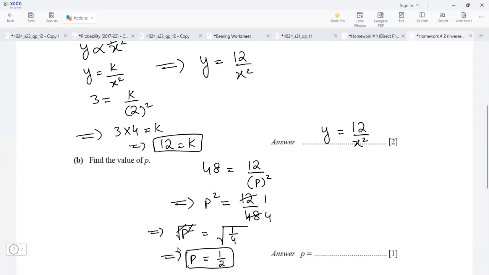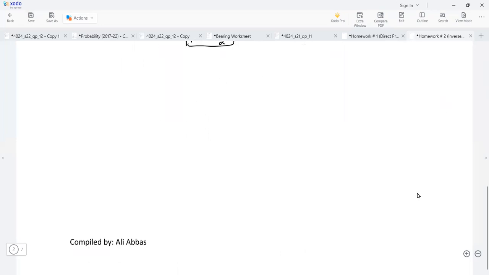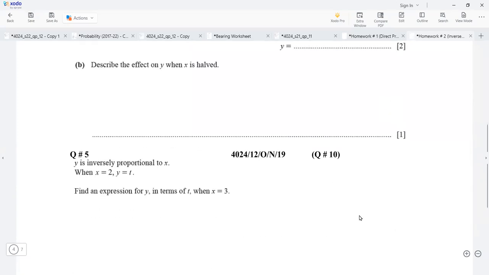So actually they have said we have to find one value. Find the value. Value means there is one value for p. Otherwise, sometimes if it is written find the values, in that case we have to apply a plus minus sign. So in this case, no need to apply. So this is the answer for p, which is 1 over 2. So going to solve some other different type of question, a more difficult kind of question, and make you understand that.